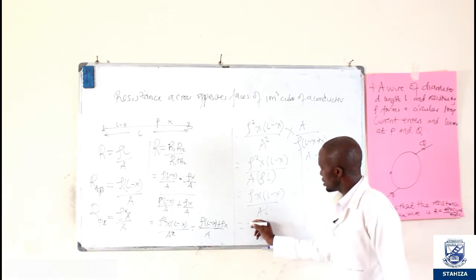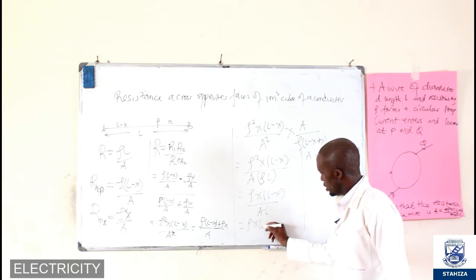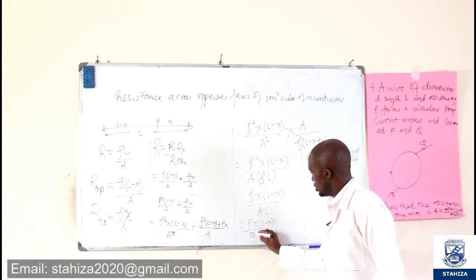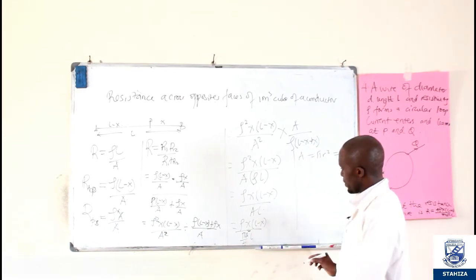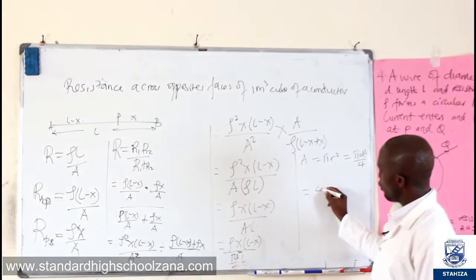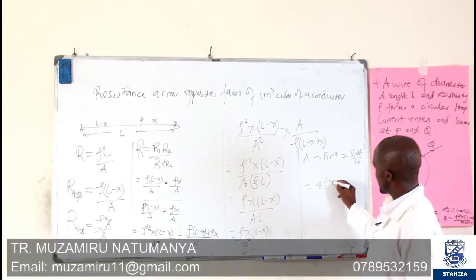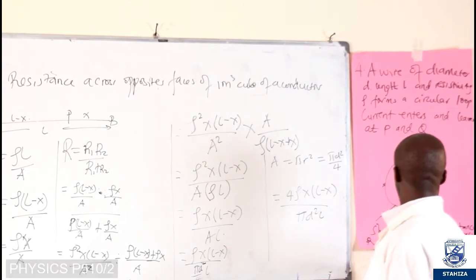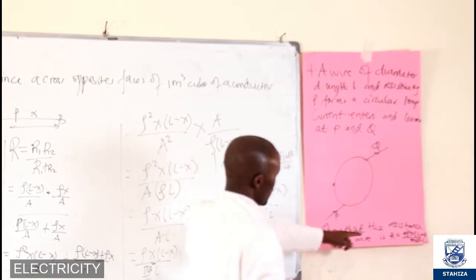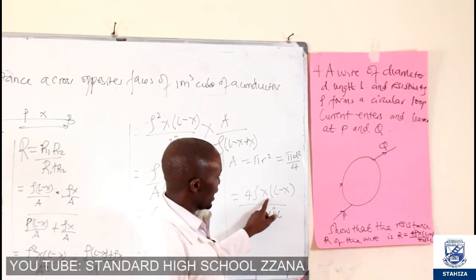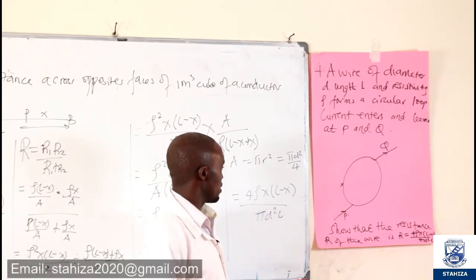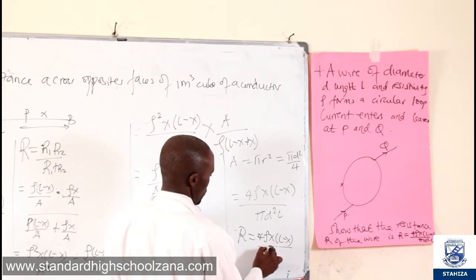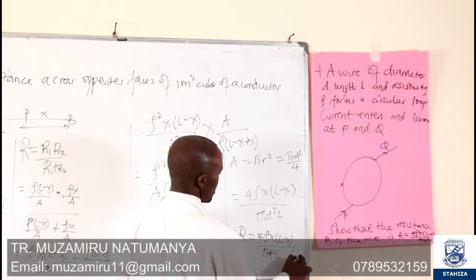So we shall have rho X into L minus X, then divided by area, which is pi d squared out of 4, then L. Now, this 4 will move up because it's a reciprocal, so we have 4 rho X into L minus X, divided by pi d squared L. Remember what we were asked to show was that the resistance is given as 4 rho X L minus X out of pi d squared L. Therefore, we say our resistance is 4 rho X into L minus X out of pi d squared L, as required.